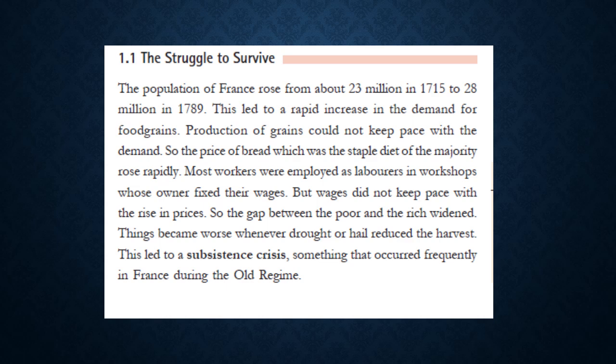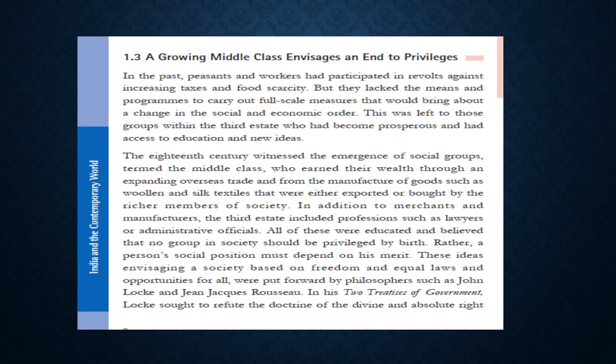Old regime means a system of government and society that prevailed in France before 1789. A growing middle class envisages an end to privileges. In the past, peasants and workers had participated in revolts against increasing taxes and food scarcity, but they lacked the means and programs to carry out full-scale measures that would bring about a change in the social and economic order.